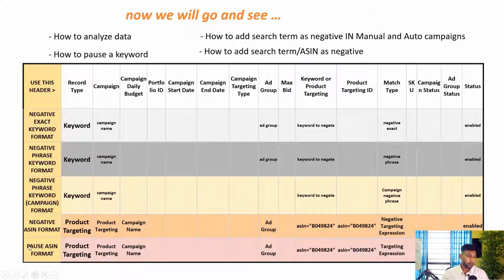Now to pause an ASIN, obviously you cannot do it for auto campaigns. So product targeting will be there. Now ignore this, I have mistakenly pasted it here. It will be the campaign name. Now the ad group name, everything will be the same. Only the match type will be targeting expression, and the status will be paused.